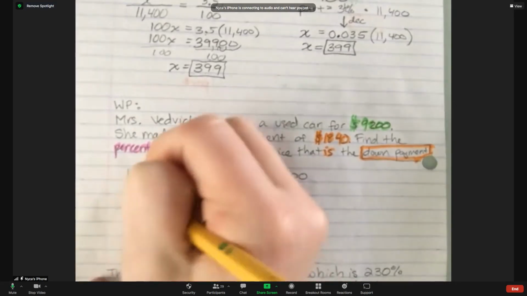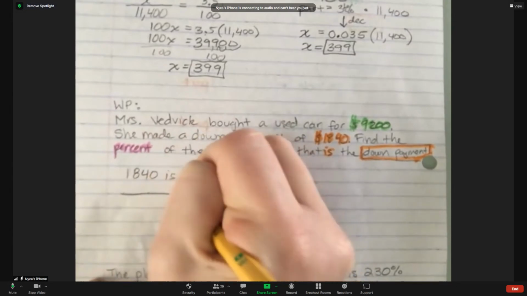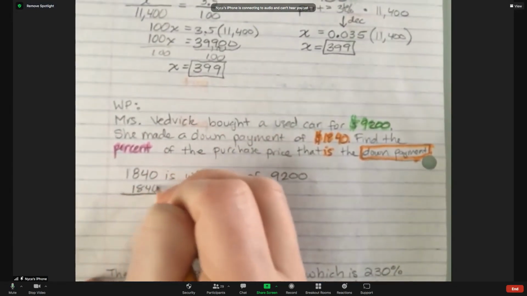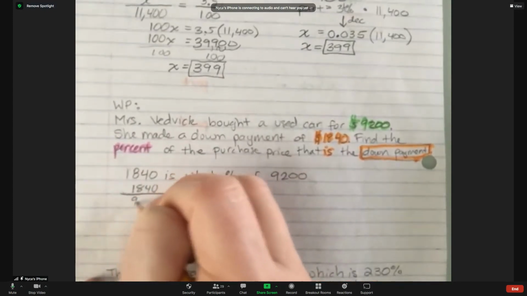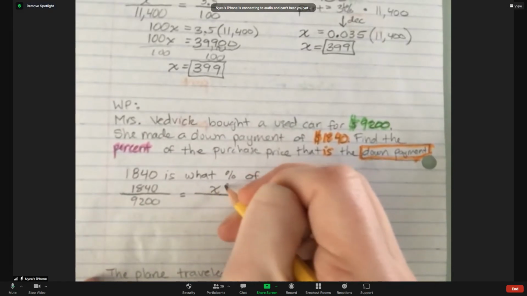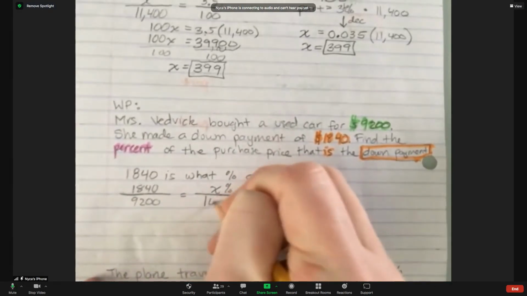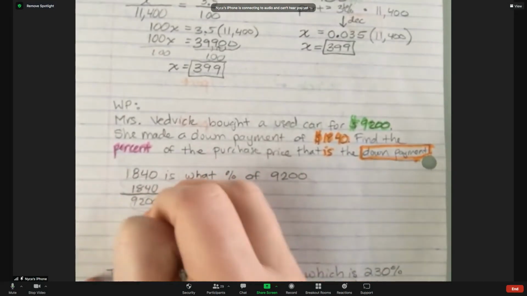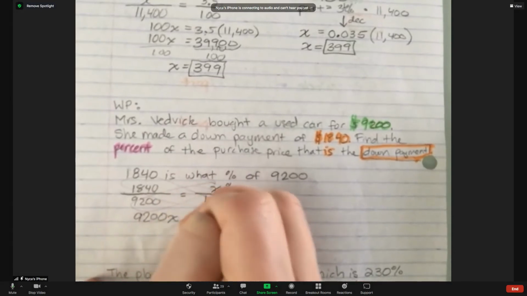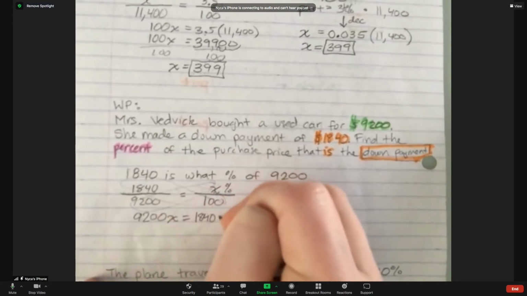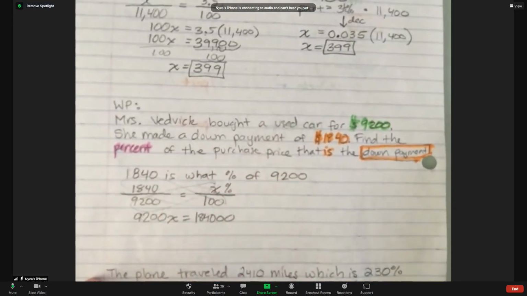So then I can set it up as my proportional amount if I'd like. All right, part goes on top, part over whole equals the percent, don't forget, out of 100. Now I do cross multiplication, your cross products. So 9200x equals, add the two zeros to this, 184000.